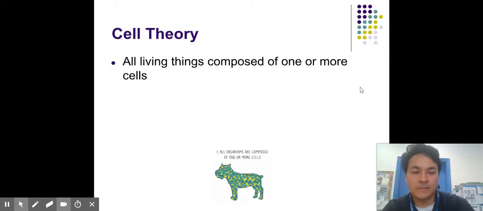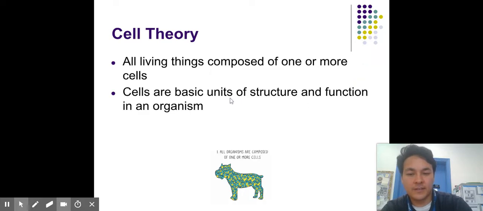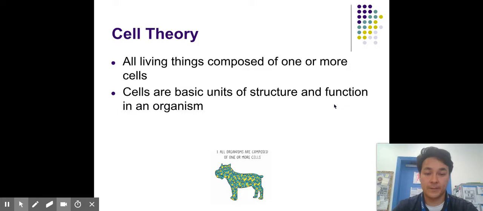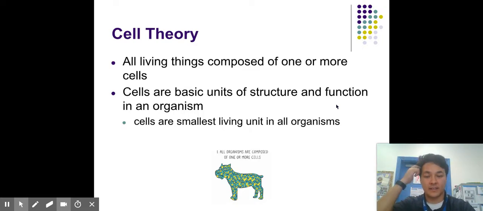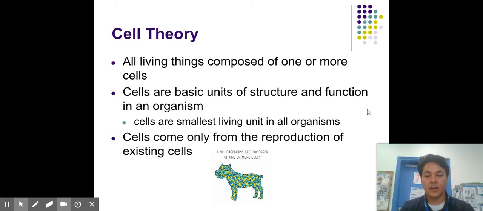All living things are made of one or more cells. Cells are the basic unit of structure and function in an organism. That's the one that tends to confuse students. It just means this. Cells are the smallest living unit in all organisms. Anything below a cell is not going to be alive. All right, and then a bunch of cells together make us. Cells come only from the reproduction of existing cells. They don't just appear out of thin air.